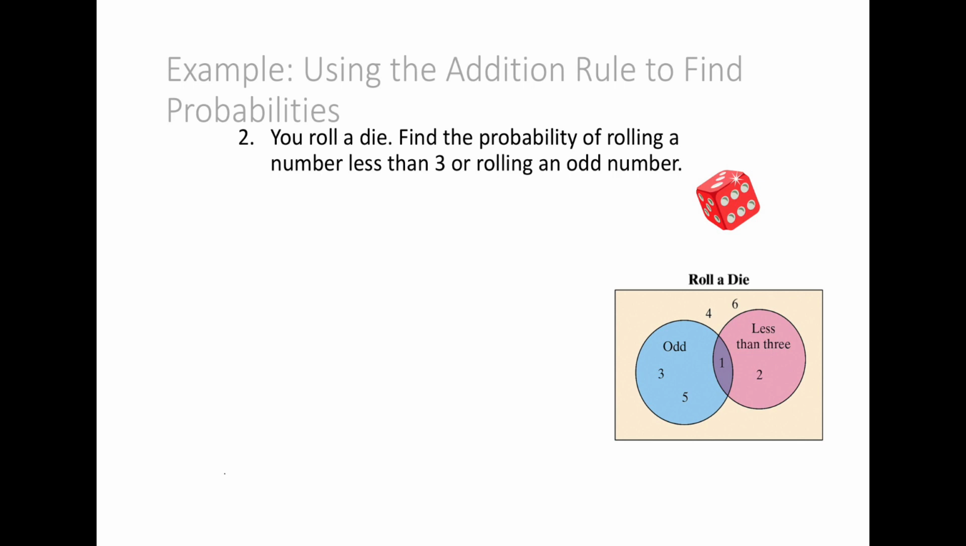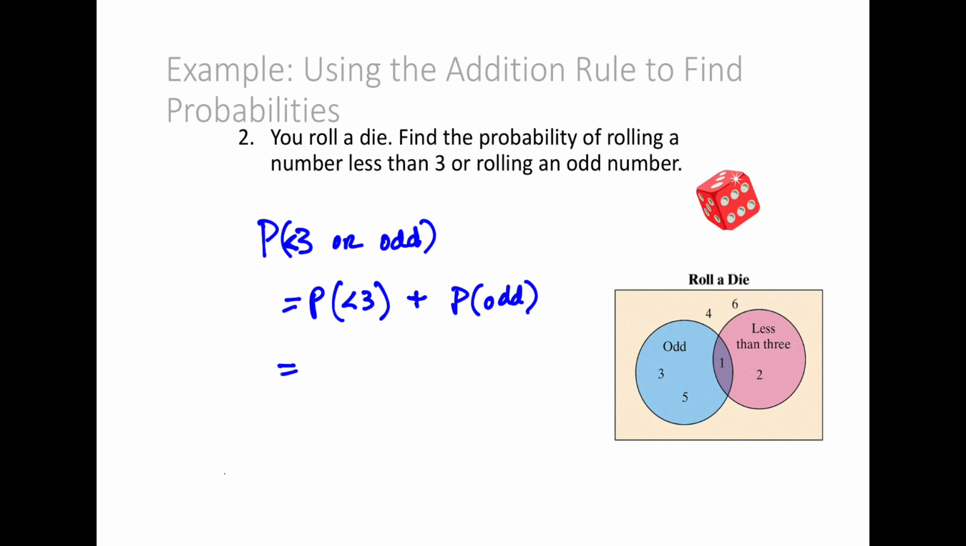Here's another example. You roll a die. Find the probability of rolling a number less than 3 or rolling an odd number. So a number less than 3, and I'm going to put a less-than symbol in front of that, or just something that's odd. Taking these individually, the probability of rolling a die and getting a number that's less than 3, and the probability of rolling an odd number.